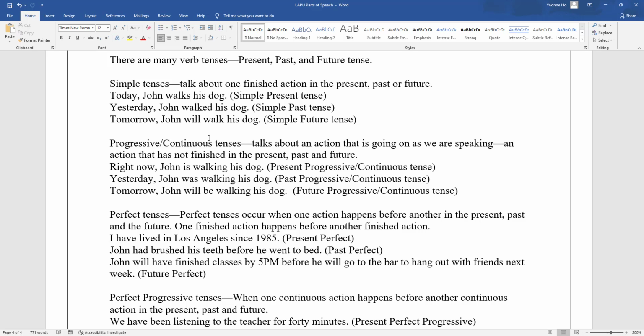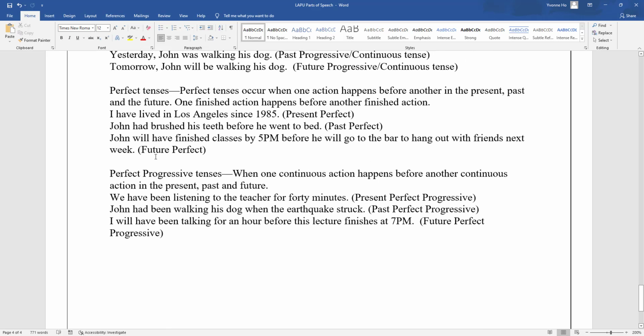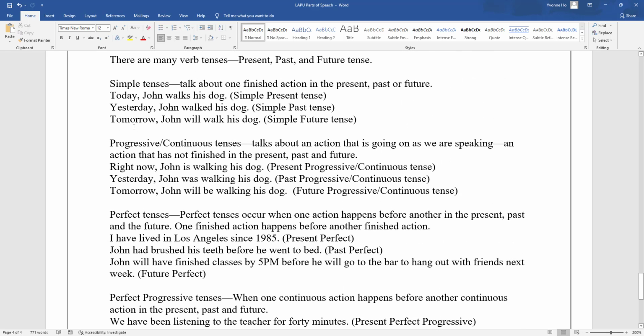So if you're the writer and you want to give the reader a sense of immediacy, then you're going to stick to simple tenses and progressive tenses. If you want to give the reader a sense that, oh wow, there's a sense of history, this is ancient or something, then we would use more perfect tenses and perfect progressive tenses. That's how I could describe it in a nutshell.